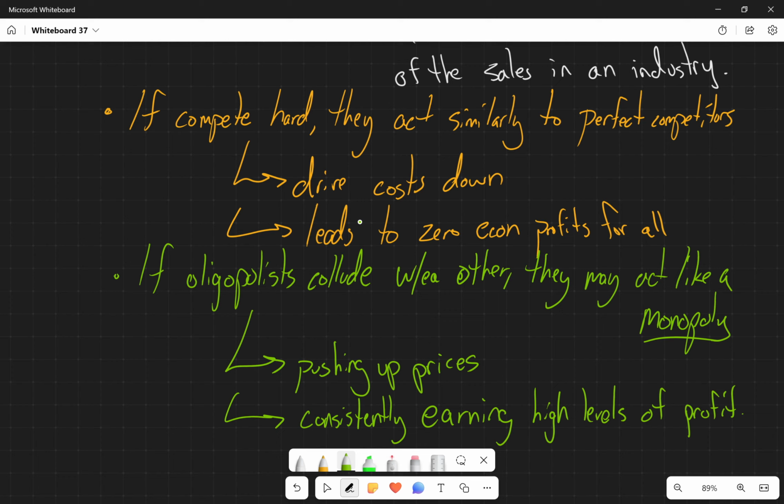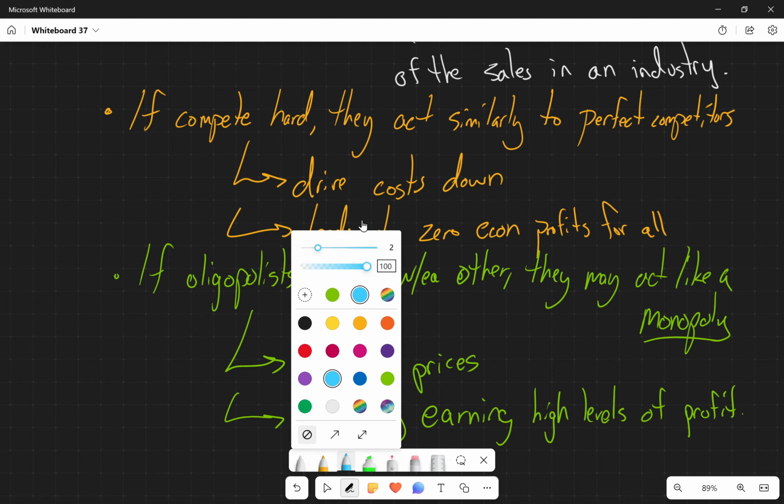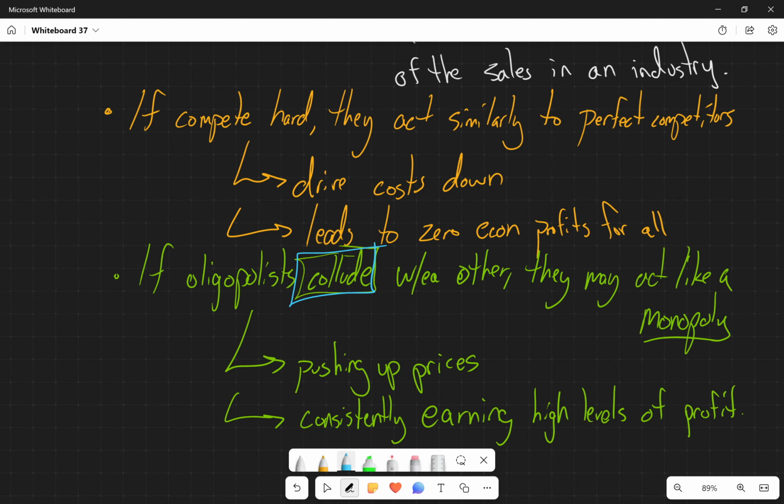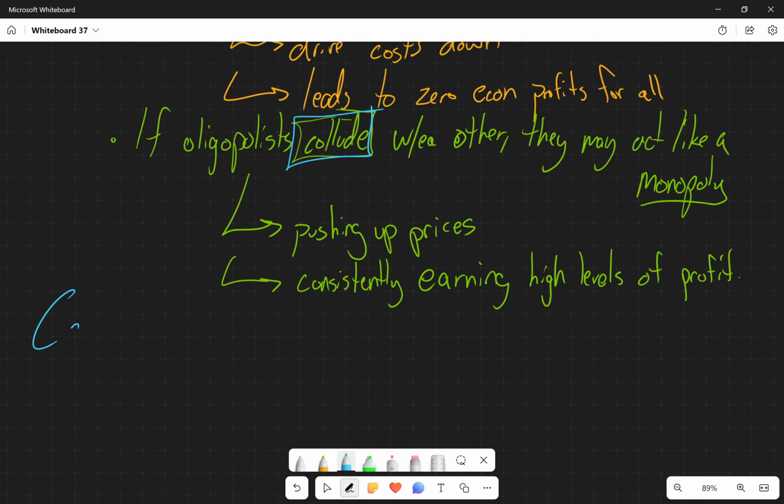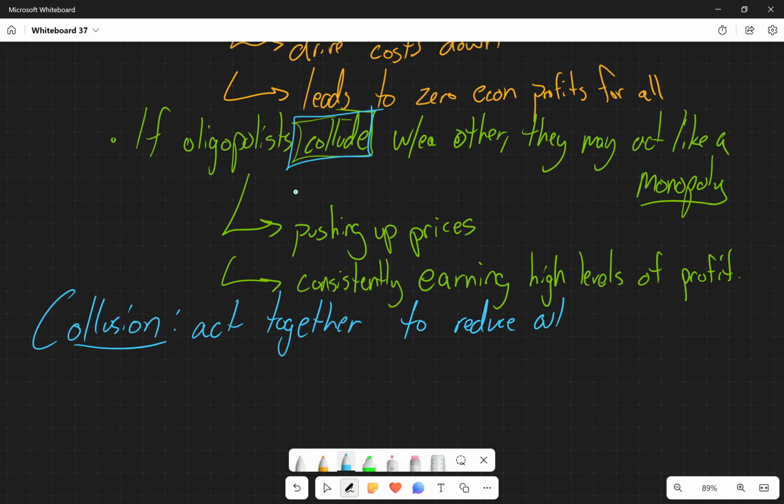So when we talk about collusion, what are we talking about? We're talking about them engaging in collaborative efforts in order to ensure that they produce only a certain amount or only sell at a certain amount. Very good, Yang. Yes, they're going to act together to reduce output for the purposes of keeping prices high.